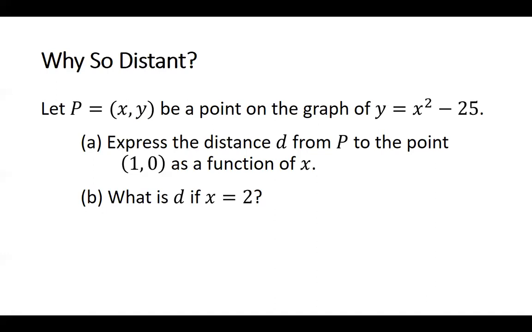Why so distant? Let P equal (x, y) be a point on the graph of y equals x squared minus 25. First, we want to express the distance d from P to the point (1, 0) as a function of x. And second, what is d if x is equal to 2? So first, we're going to come up with some function, d of x, which expresses the distance from P to this point (1, 0) as a function of x. Then we're going to plug in x equal to 2 and see what the distance is.